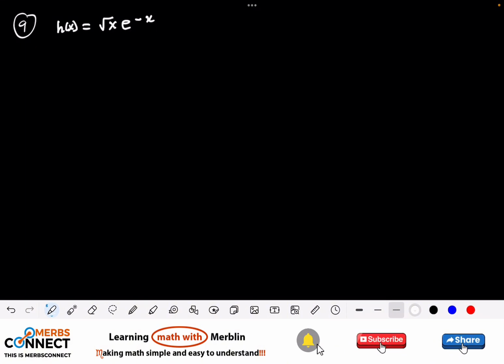Let's look at the 9. Then I'll give you the 10. So this is also a product rule. Let's go through fast. If I let this one to be, let's say, g and f, right? Then my g will be equal to root of x. But I showed you how to make sure that you rewrite the radical in a form that you can apply the power rule. So this is the same as x to the power 1 over 2. Then f will be equal to e to the power minus x.